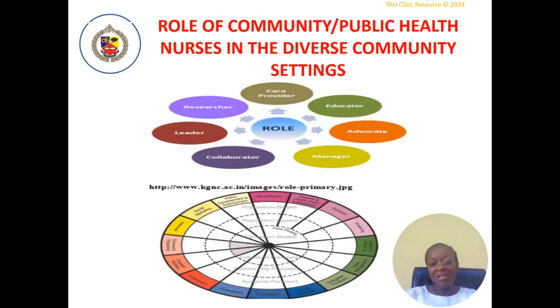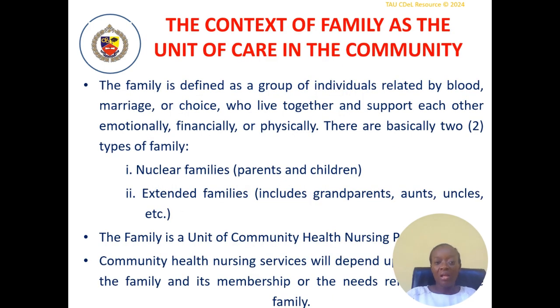This chart is summarizing the roles of community and public health nurses in diverse community settings. They could act as managers, they educate the community members, they provide care to the community members, and so on and so forth. So, the context of family as a unit of care in the community. A community and public health nurse provides health care for the community at large. And in the community, the family is a core, integral aspect of the community.